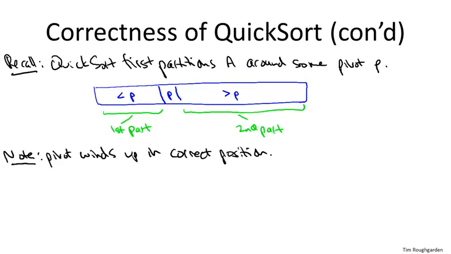Where would the pivot be? Where is any element supposed to be in the final sorted array? Well, it's supposed to be to the right of everything less than it and to the left of everything bigger than it. And that's exactly where this partitioning subroutine deposits the pivot element P.